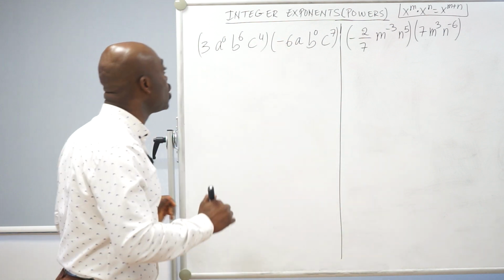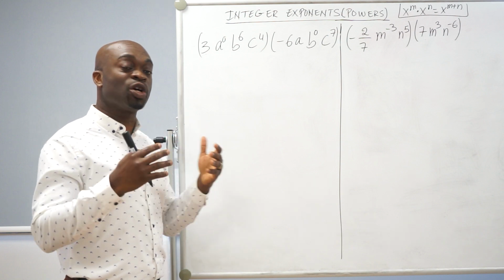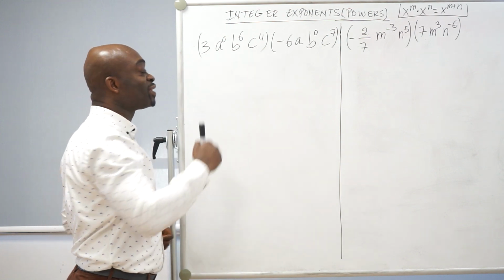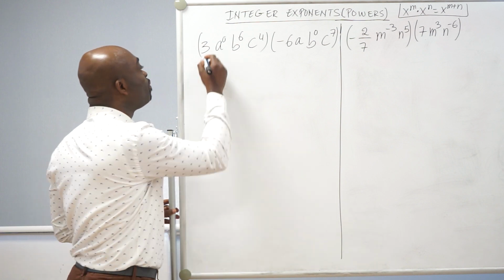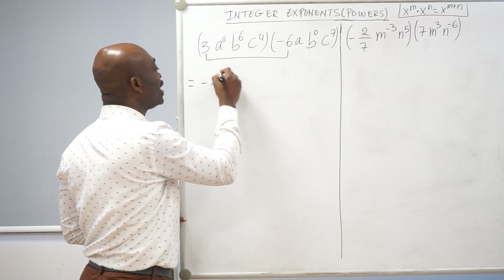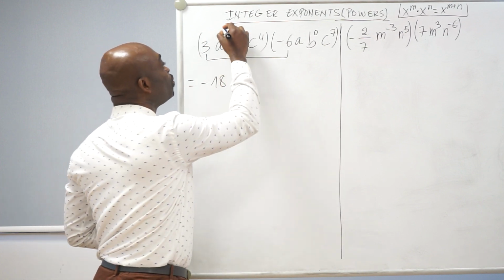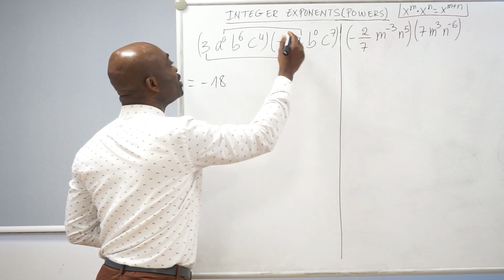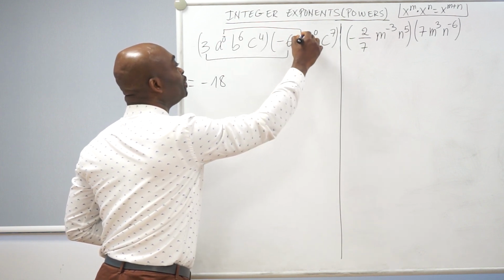Okay? So we're going then to combine like terms. That means what? 3 and negative 6 are like terms because they are numbers, they are coefficients. So we're going to multiply 3 by negative 6, which is what? Negative 18.